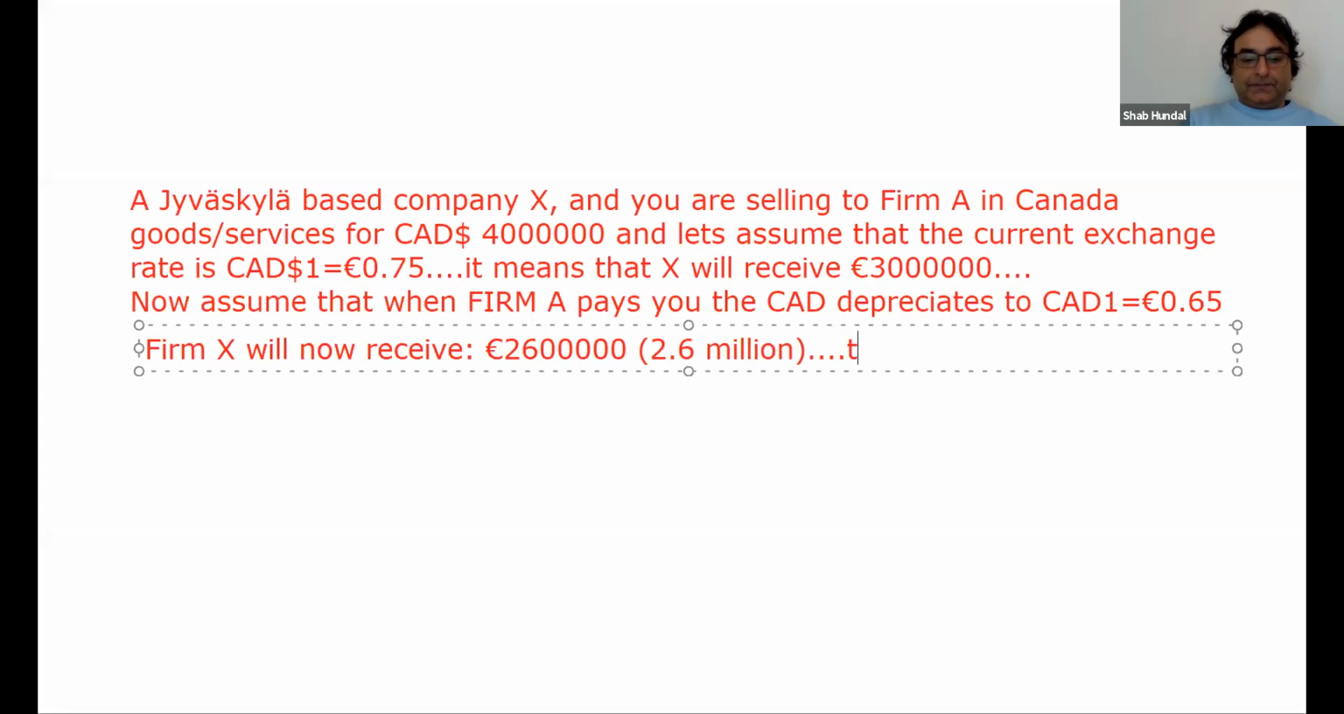There is a loss. Loss of how much? In the good times you could have got 3 million, but you got 2.6 million. So basically there's a loss of 400,000 euros in this transaction. Yeah, this is the loss. Anybody who hasn't understood this example?